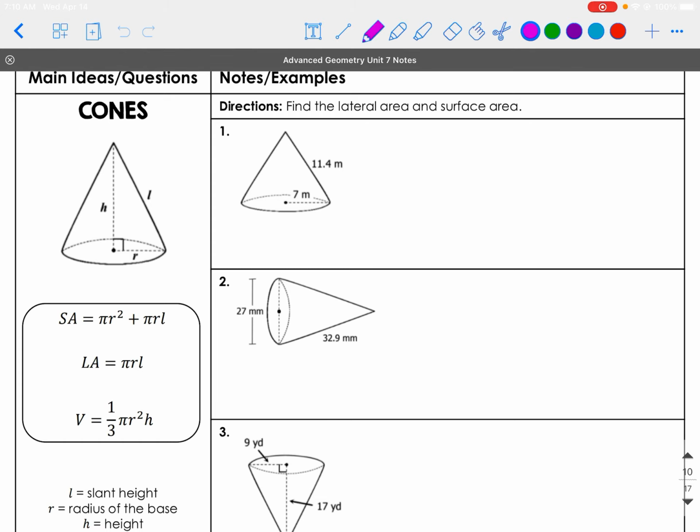So neither of which we need the actual height for. So only the slant height, which is 11.4, and the radius, which is 7. So the lateral area is pi r L, where L is the slant height. So pi times 7 times 11.4, which gives us 250.7 meters squared.